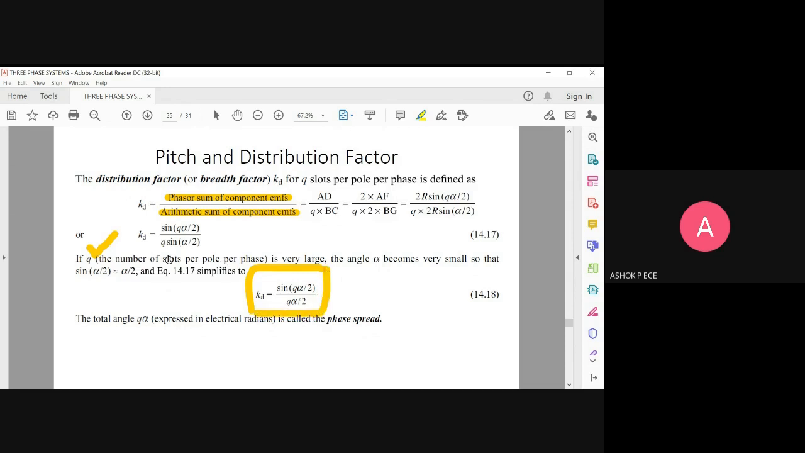This approximation is for when q is very large and alpha is very small. You know that when alpha is very small, sine theta is approximately equal to theta. So the denominator will become q alpha by 2. The numerator is the same, sine q alpha by 2 divided by q alpha by 2. And this angle q alpha is called the phase spread. All this we cannot imagine mathematically, but when you do the EMF calculation, the pitch factor and distribution factor have to be considered in the EMF equation.